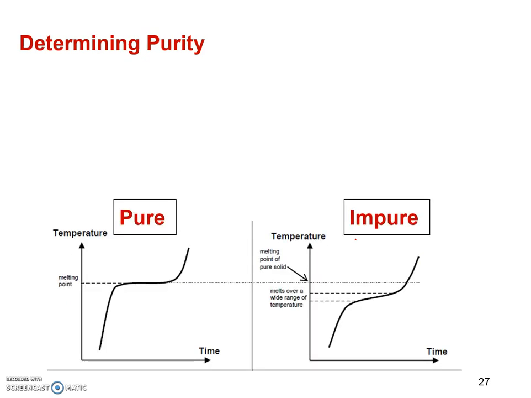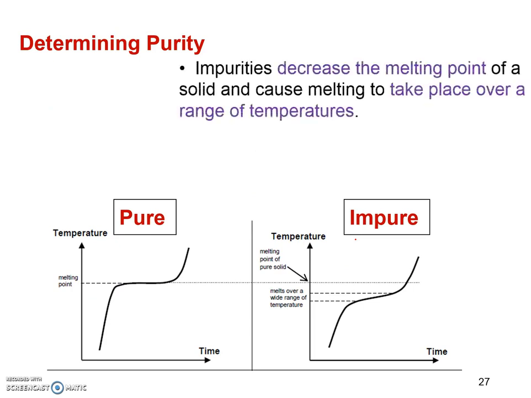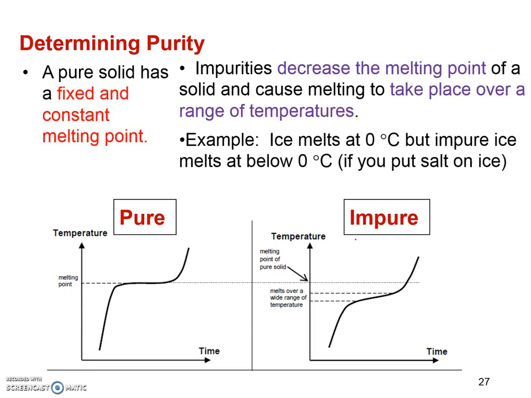Now, if you're looking at a solid, if it's pure, when it melts, it will melt at a fixed temperature. So you can see that when it melts, the temperature remains constant here. So for example, when ice melts at 0 degrees, it will continue to be 0 degrees until all the ice has become water.